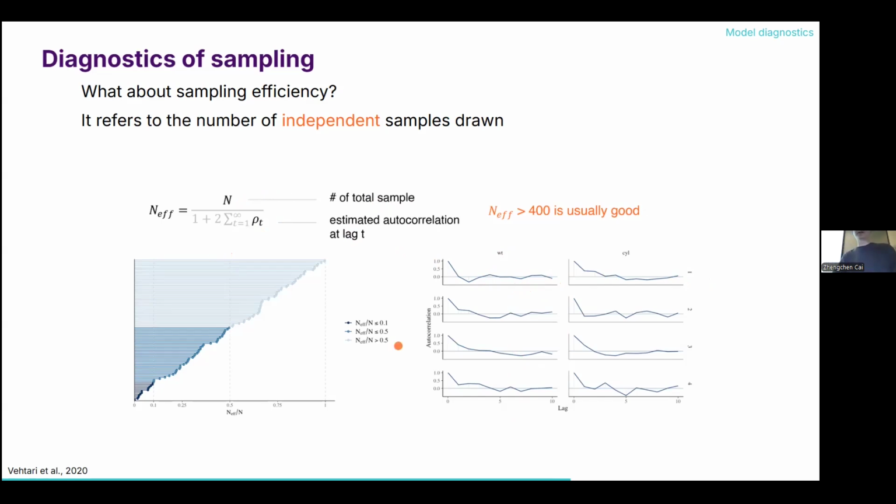And you can either use the ratio of effective number of samples over the total, or you just compute independent samples right away. And usually you want more than 400. This 400 is related to the sampling error, which if you look in a textbook is roughly 5% error of the sampling. Of course, you can have more.